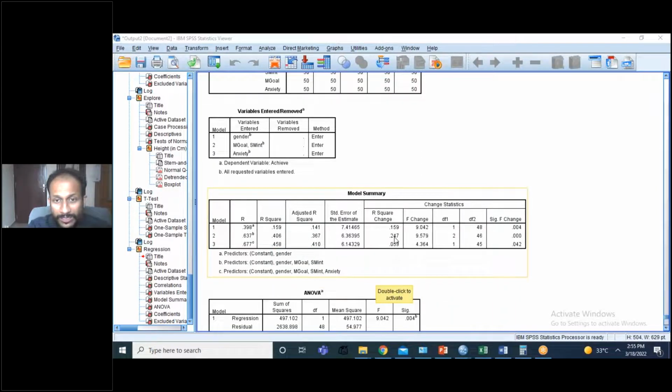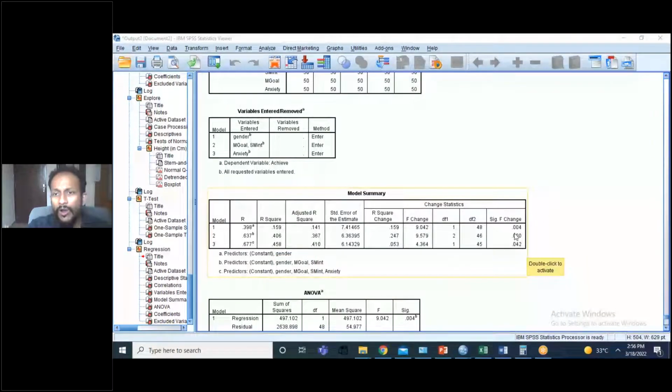What has happened is a 0.247 change. That means you subtract 0.159 from 0.406, and you get this value of 0.247. So that means there is a greater impact. Okay, the percentage of increase is more when I'm adding this. And the third one is that when I'm adding anxiety along with the other independent variables, it is further going up from 0.406, that is 40.6%, to 45.8%.